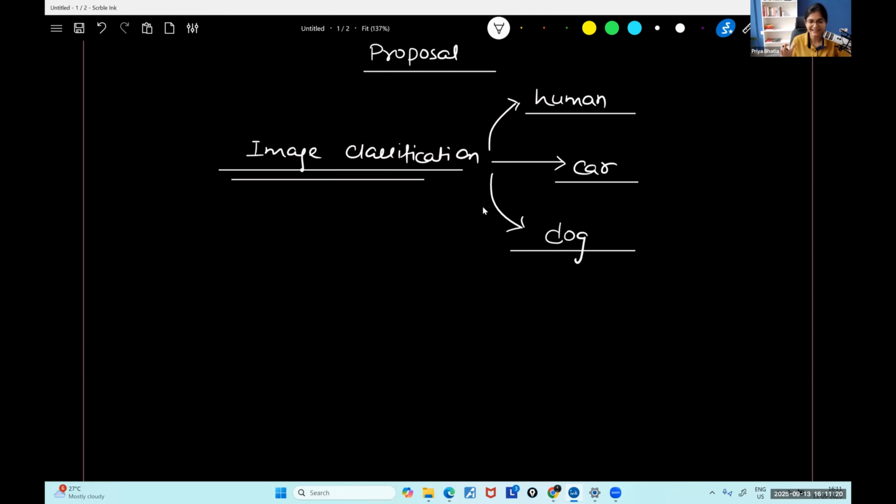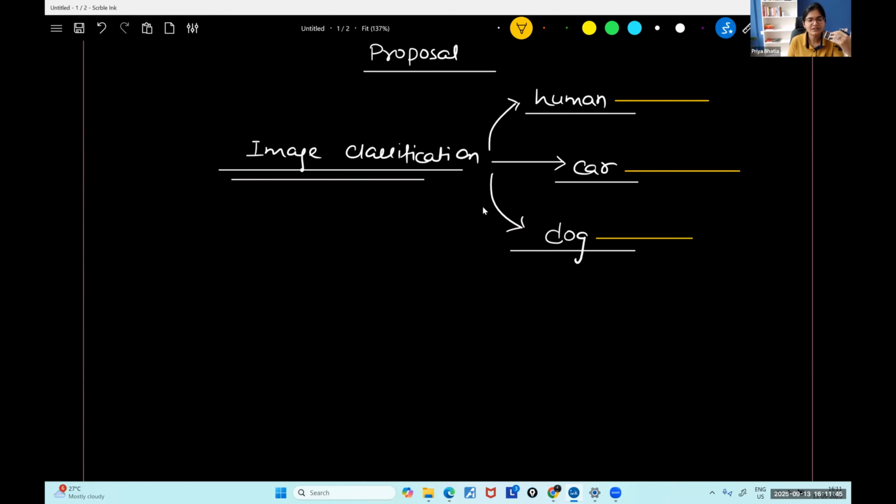Let's say we have three categories: human, car, and dog. A mix of these images only. So either my model will classify any test image as a human, or car, or dog, considering we have only three classes. So that is the simple, I would say, meaning of image classification that we have learned so far.